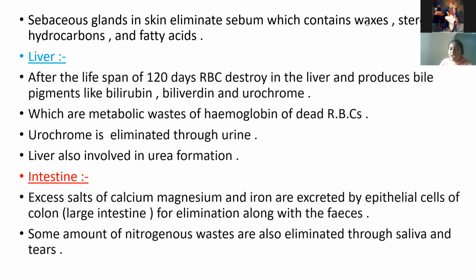Next, from the metabolic breakdown of hemoglobin of dead RBCs, the urochrome is eliminated in the urine. The liver secretes bile pigments like bilirubin, biliverdin, and urochrome, and in the same way the liver is also involved in the process of urine formation.